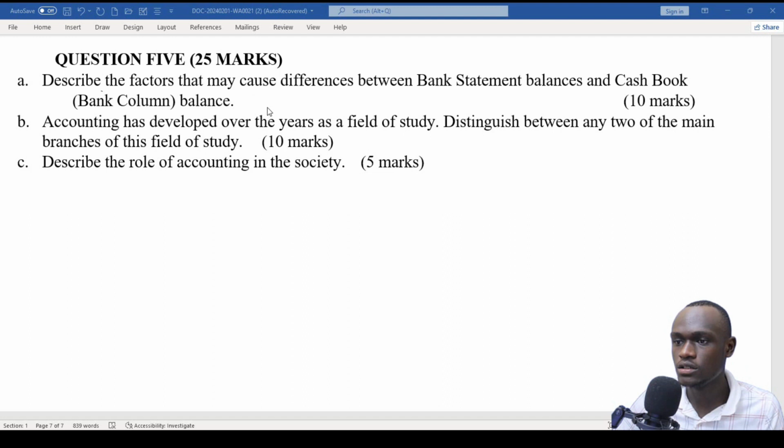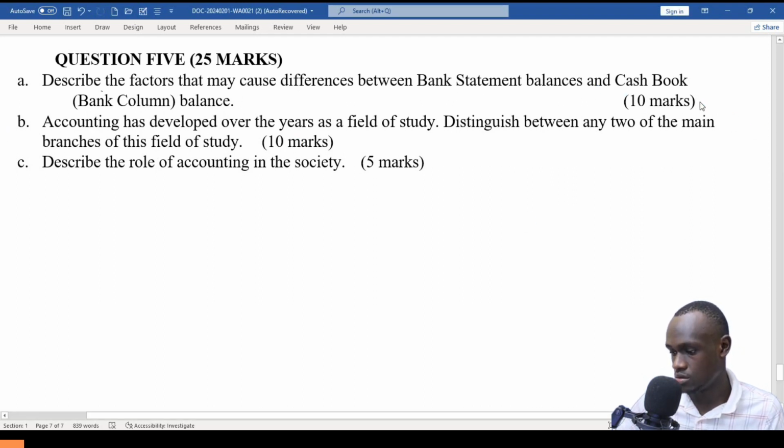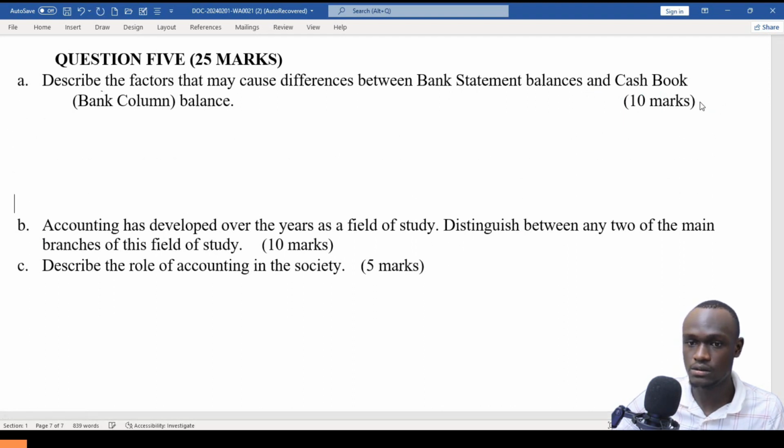Welcome. Let's look at question 5 of this anonymous university paper. So we start with question 5a. It requires us to describe the factors that may cause differences between bank statement balances and cash book balance. So what are the factors?